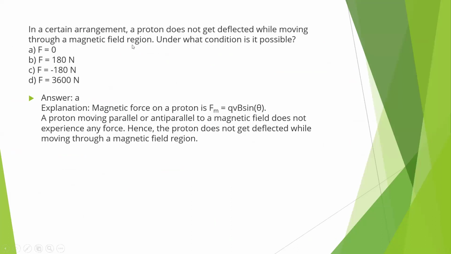In a certain arrangement, a proton does not get deflected while moving through a magnetic field region. Under what condition is it possible? This is a theoretical question. The magnetic force on a proton is QVB sine theta, a very important equation. A proton moving parallel or anti-parallel to a magnetic field does not experience any force. Hence the proton does not get deflected, which means it can move without any effect of the magnetic field. The magnetic force on the proton will be 0. So your option will be A.